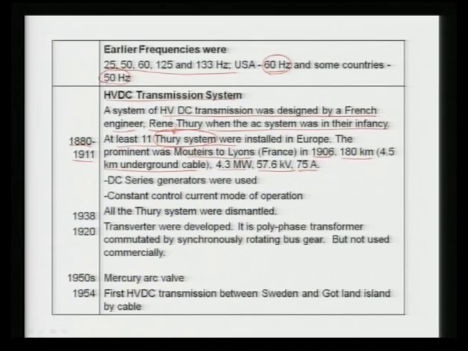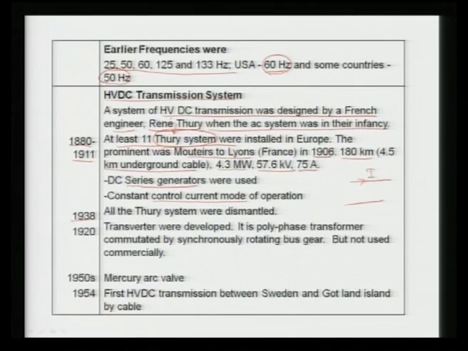The main feature of the Thury system was that it had DC generators, series DC generators, and it was operating in constant current control mode, because the current in this DC system was fixed. However, in the AC system the voltage is fixed and the current changes depending on the load, but in this DC system he preferred the current to be constant and the voltage to be changed to control the power and to feed the power.